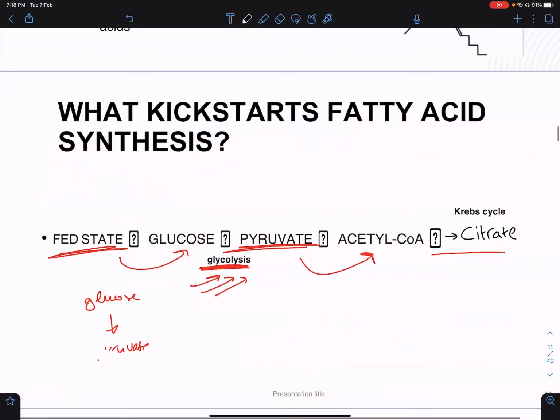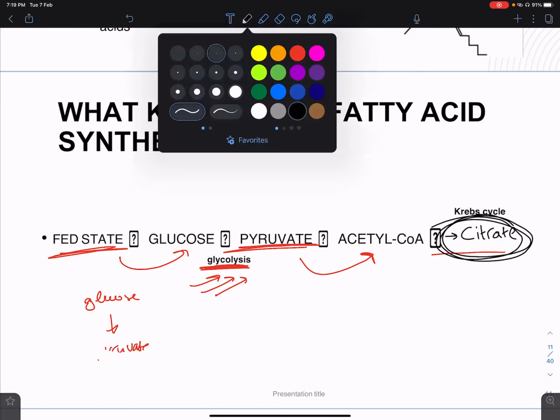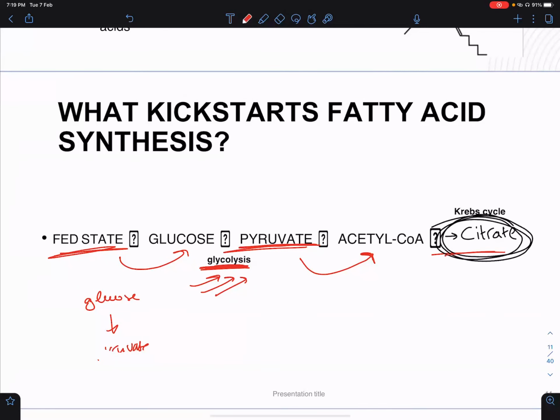Okay, so again, this is a summary of everything. We are in the fed state, which kickstarts fatty acid synthesis. Fed state means a lot of glucose. Glucose means glycolysis. Glycolysis gives you pyruvate. Pyruvate is converted into acetyl-CoA. Acetyl-CoA combines with oxaloacetate and you end up with citrate. Now, citrate is the main activator of fatty acid synthesis. It's the main activator. So there are a lot of questions on citrate in every single exam. So keep in mind, citrate is the main instigator or activator of fatty acid synthesis.